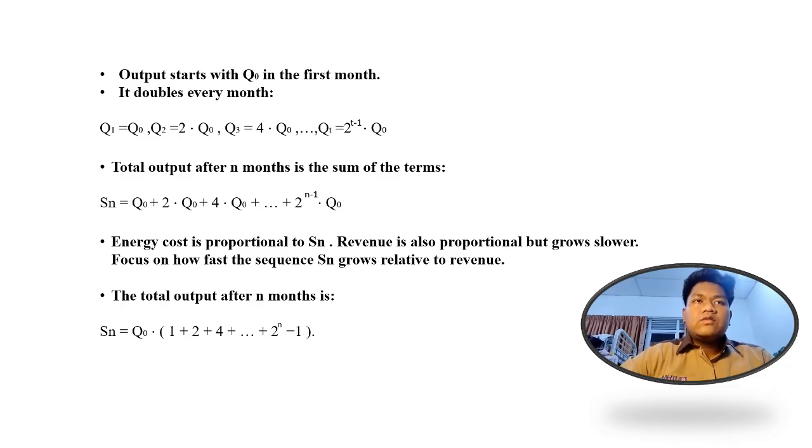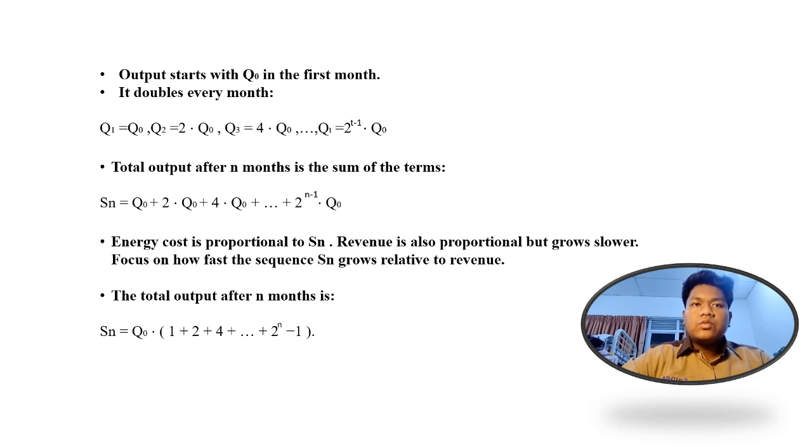Okay, now we have to restate the problem. The output doubles each month. Estimate when energy storage costs might exceed revenue generation by analyzing the sequence formed by the production output. Propose a strategy based on this analysis. Solution using sequence and series.